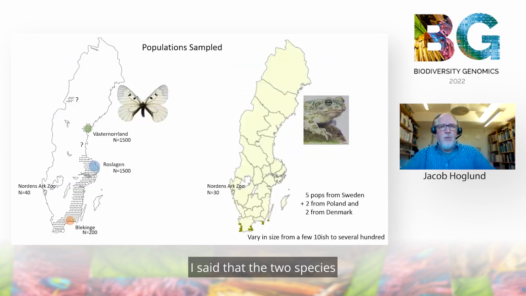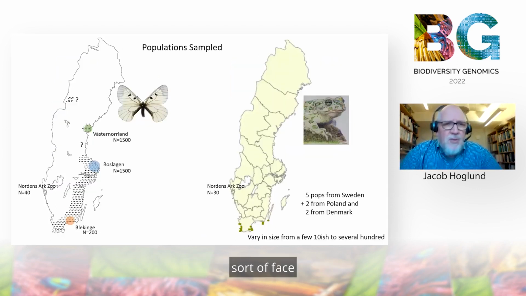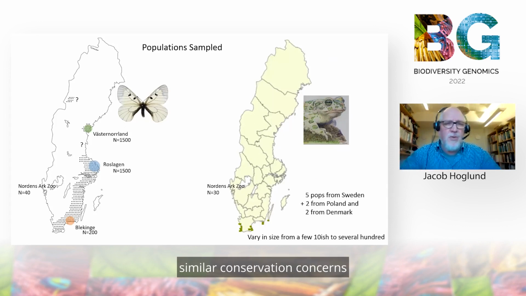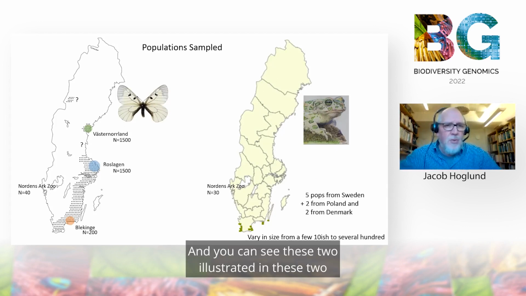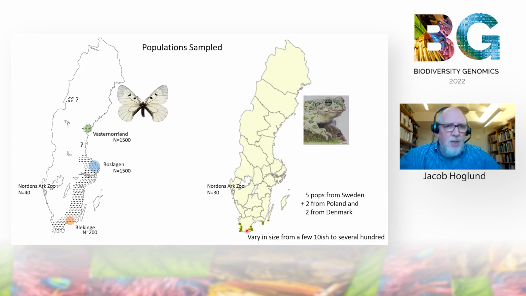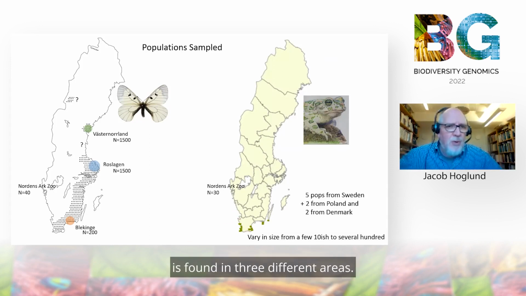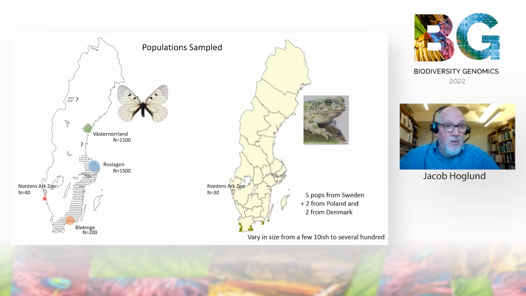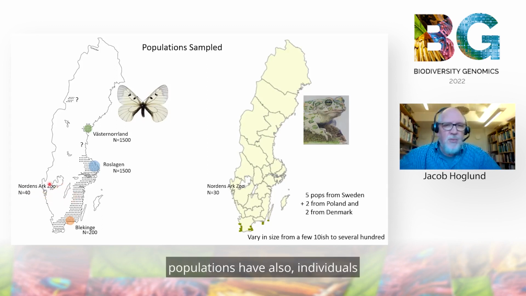I said that the two species face similar conservation concerns in my country, and you can see these illustrated in these two maps of Sweden, where the clouded Apollo is found in three different areas, one up here in central Sweden, one area down here, and one in the southern part. There is also a population kept at the zoo Nordens Ark in western Sweden, and individuals from these populations have also been used in this project.